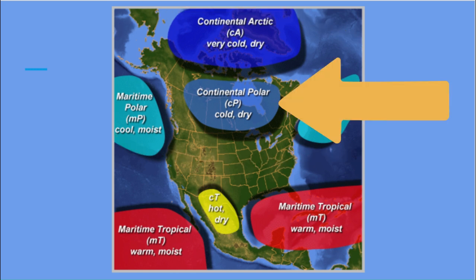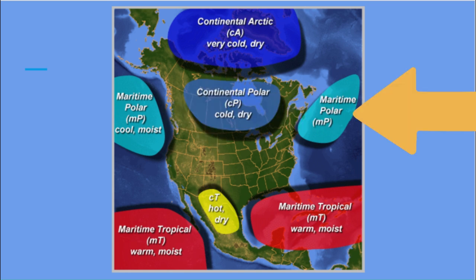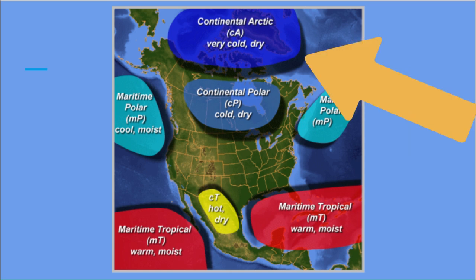The continental polar air mass, which forms over central Canada and Alaska. The maritime polar air mass originating over the North Pacific, affecting the west coast. Another maritime polar air mass formed over the northern Atlantic Ocean, impacting the east coast. And finally, the continental Arctic air mass that forms over frigid regions of the Arctic Oceans and northern Canada.